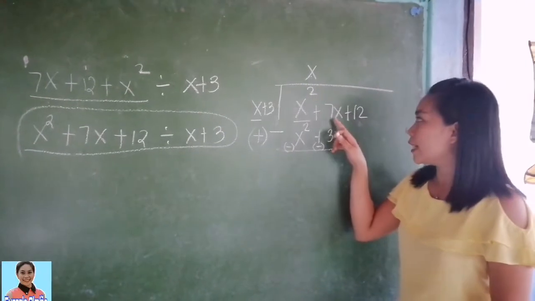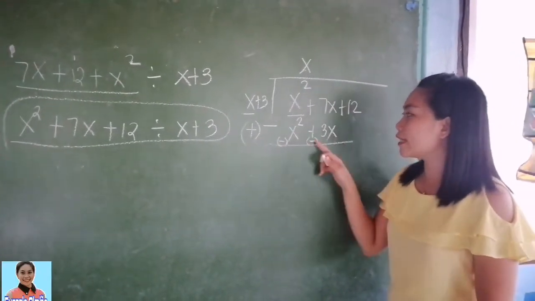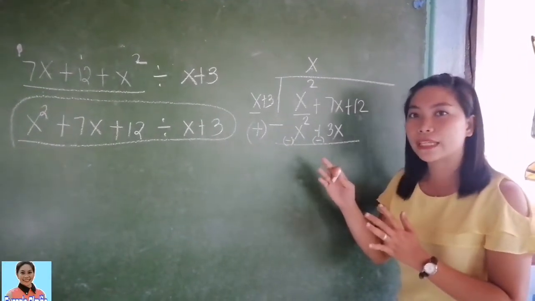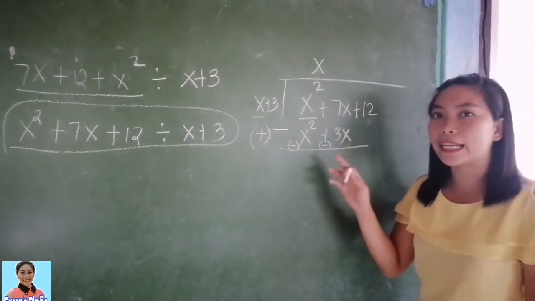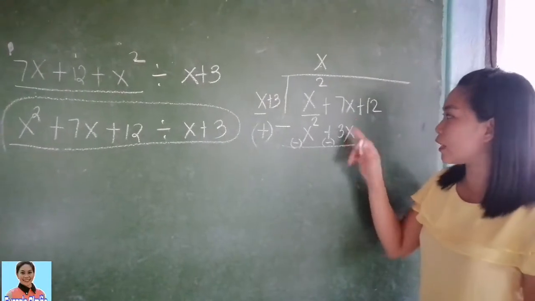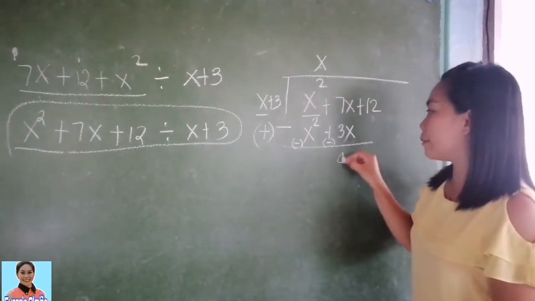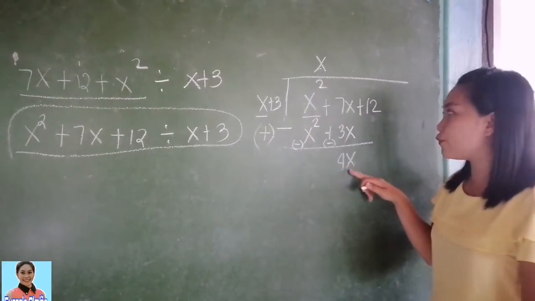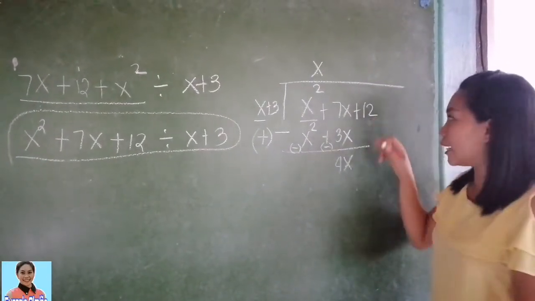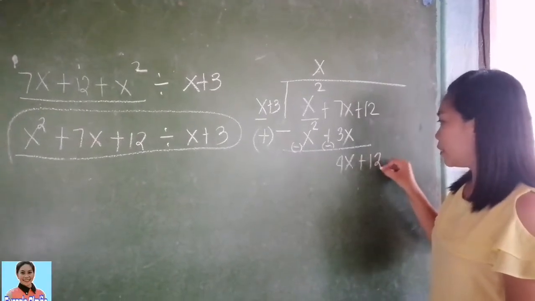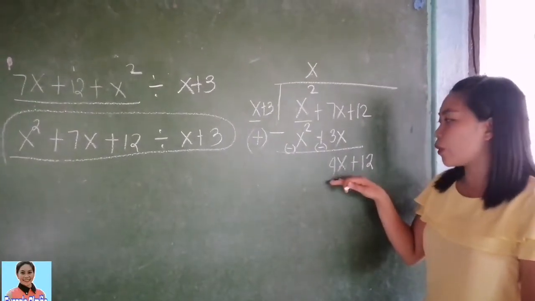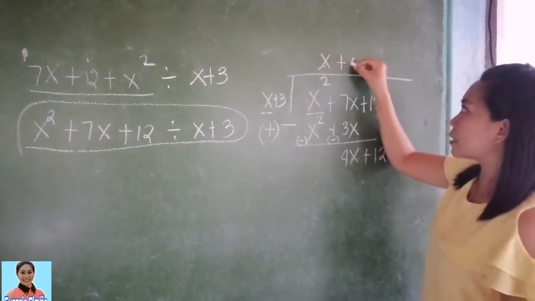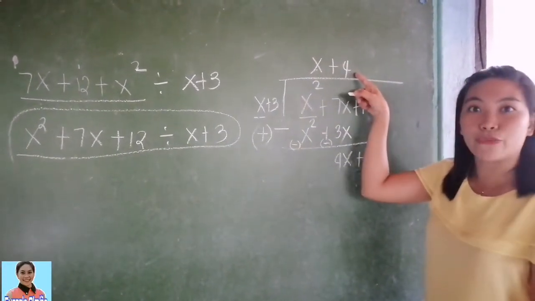Now, let's proceed. 7x plus negative 3x. So, following the rules of signed numbers, when adding unlike signs, we have to subtract. So, 7 minus 3, you have 4. Then, bring down the variable, which is x. So, now, let's have 4x. Then, bring down 12. So, a binomial na. 4x divided by x, you have plus 4. Okay, wala na po tayong variable.